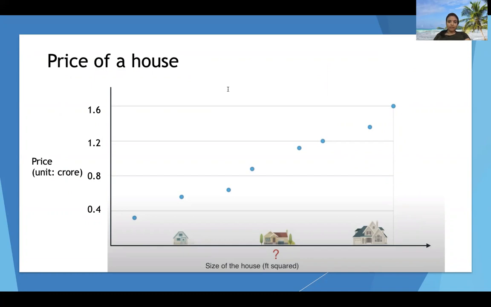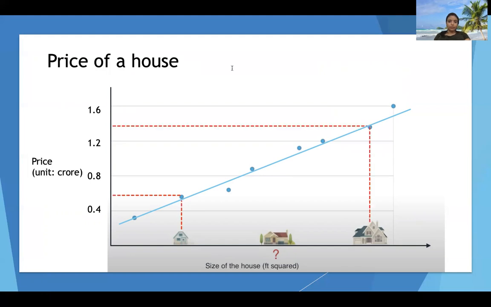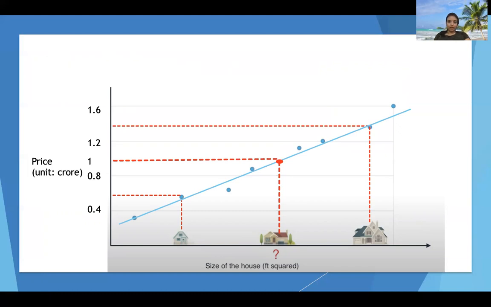Here we can see that the small house price is 60 lakhs and the big house price is 1.4 crore. And we see that these points form a line, and we can draw a line that best fits this data. So by this line, we can predict the price of the medium size house. The best guess for the price is this point over here, which corresponds to 1 crore. And this method is known as linear regression.